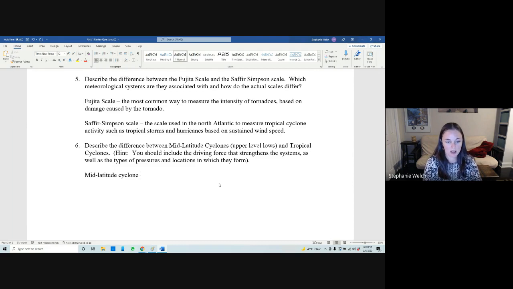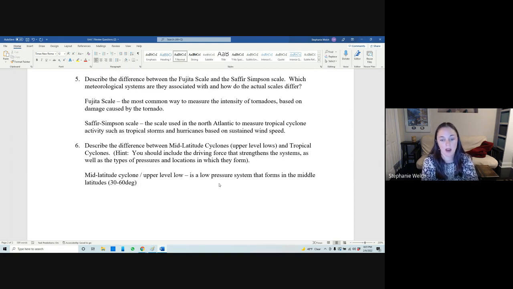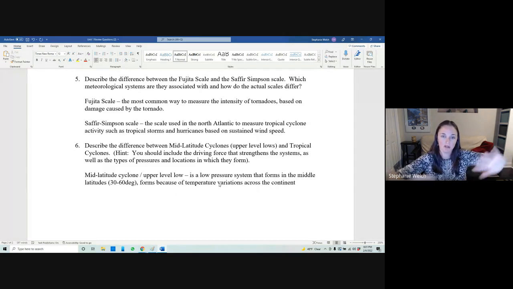A mid-latitude cyclone, i.e. upper-level low, is a low-pressure system, at least I'm going to frame this from the perspective of the Northern Hemisphere, that forms in the middle latitudes. So that's 30 to 60 degrees north. It forms because of temperature variations across the continent. Basically cold air to the north, warm air to the south, and the conflict between those actually generates the storm.